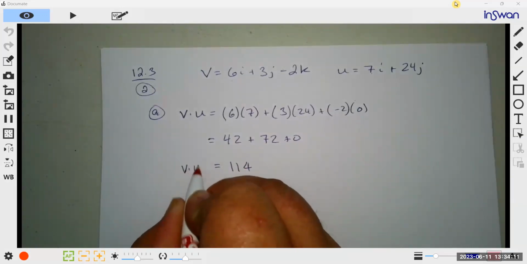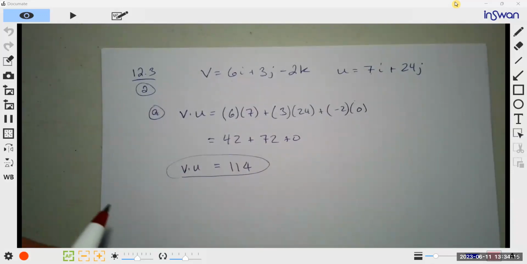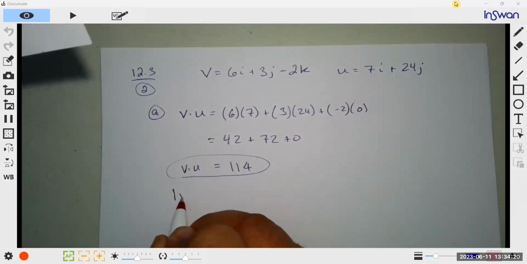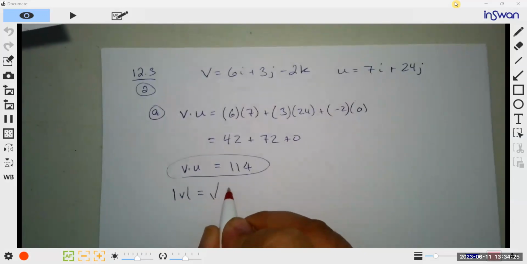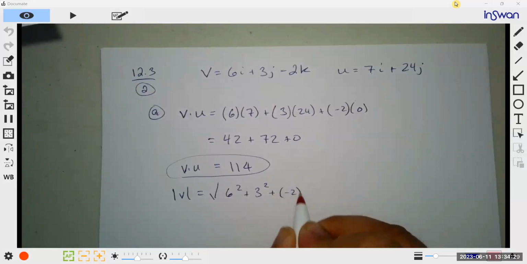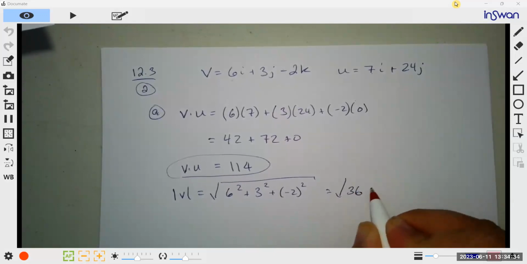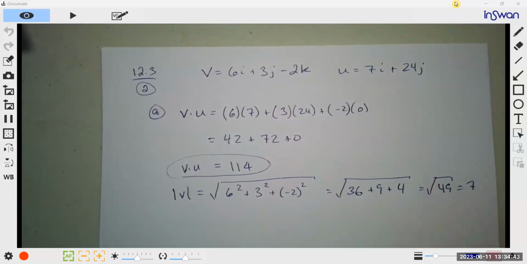So the v dot u is 114. Now the magnitude of v, which is 6 squared, 3 squared, negative 2 squared. 36 plus 9 plus 4. 36 plus 4 is 40, so it's 49. Square root of 49 is 7.